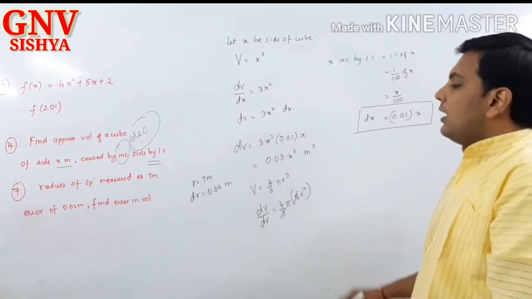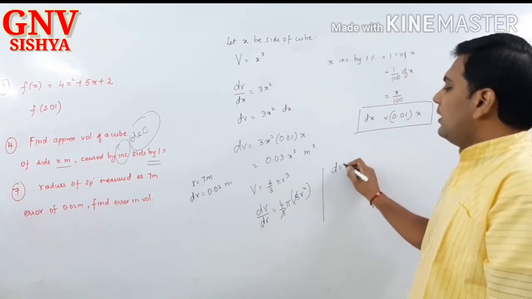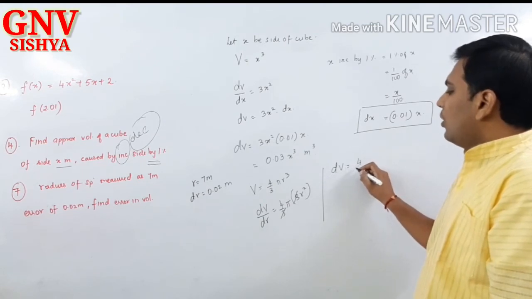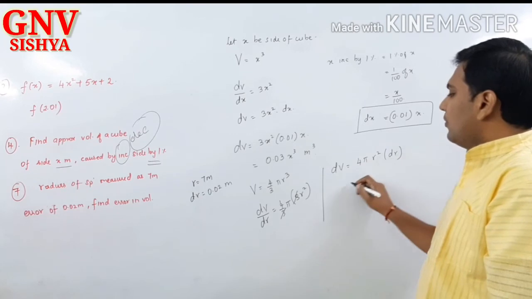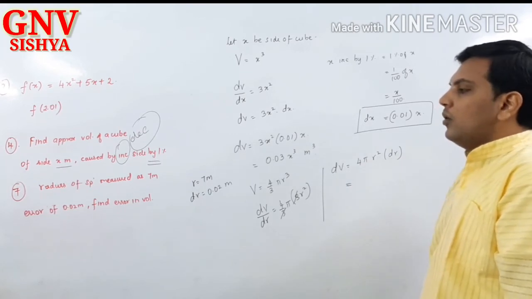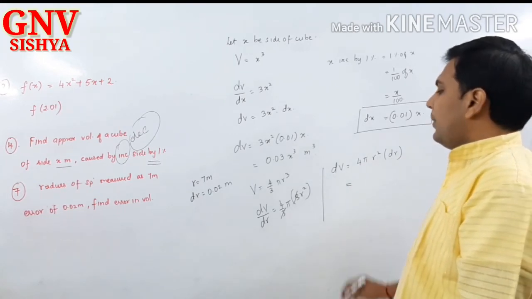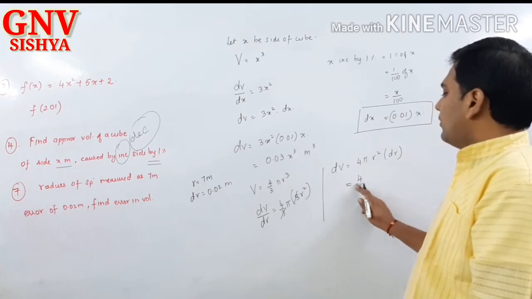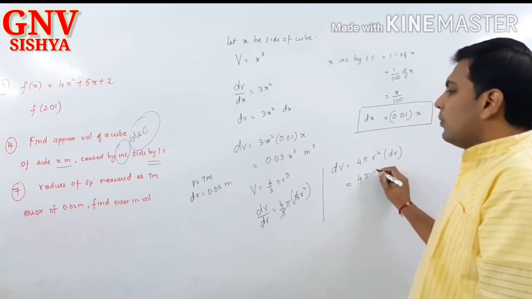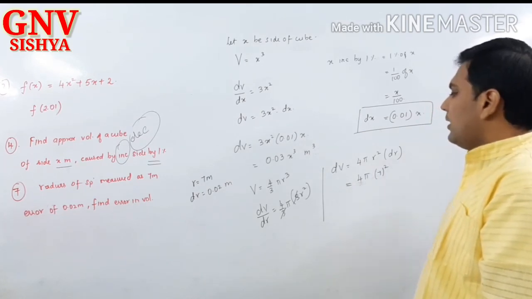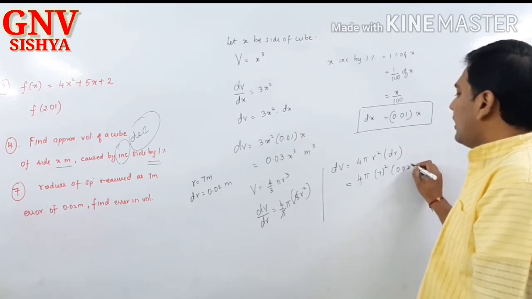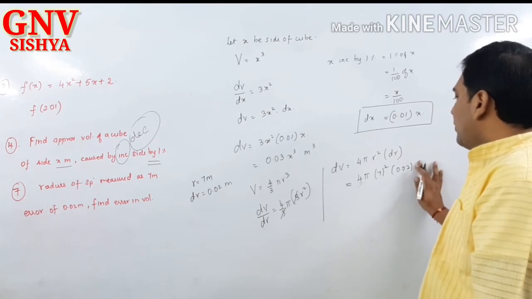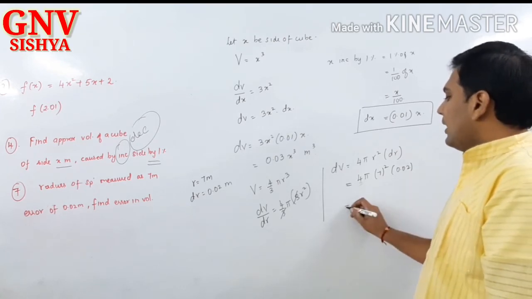They are asking change in volume. Change in volume means dv they are asking. So 4 pi r square into dr. Correct? So what will happen now? 4 pi, r square is how much? 7 square. What is the dr? dr is 0.02. Correct? So what will happen actually?